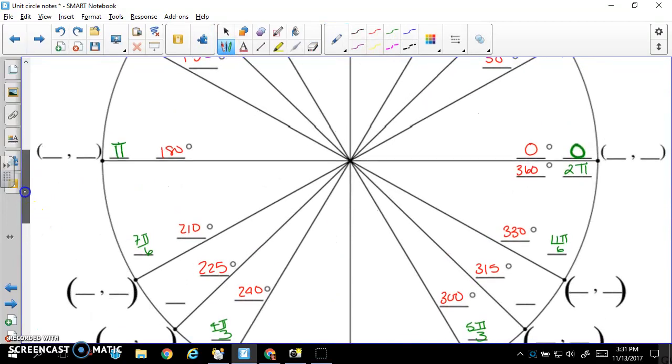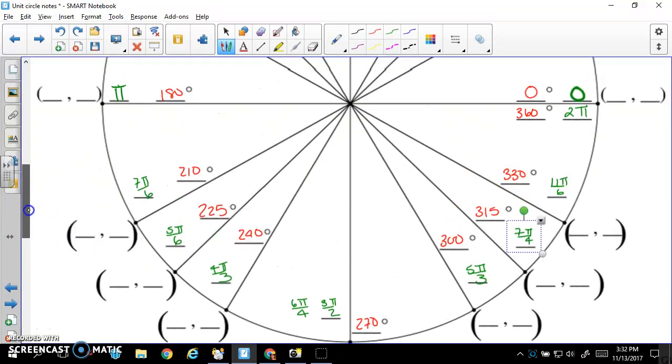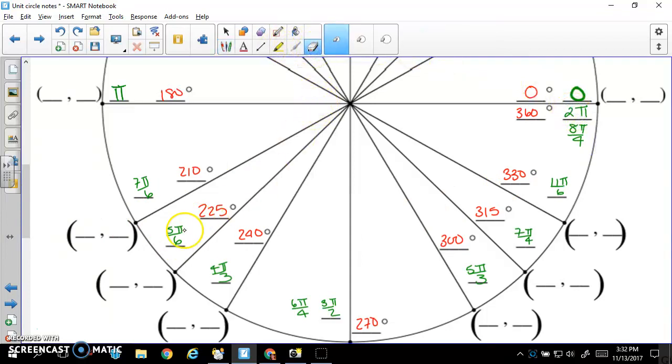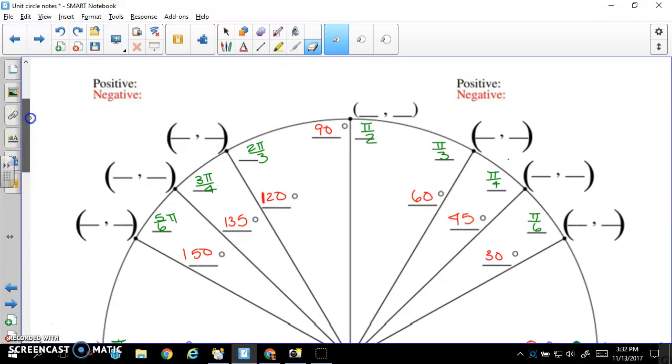So if I left off at pi right here and I kept counting, that was 4 pi over 4. Now this is going to be 5 pi over 4, 6 pi over 4, 7 pi over 4, and 8 pi over 4. Okay, I've got all of those, so now I just need to reduce what I can. Well, I can't reduce 5 pi over 4. 6 pi over 4 reduces to 3 pi over 2, which is what I already had. I can't reduce 7 pi over 4. 8 pi over 4 reduces to 2 pi, which is also what I already had. So now I have my degrees and my radians all filled in.